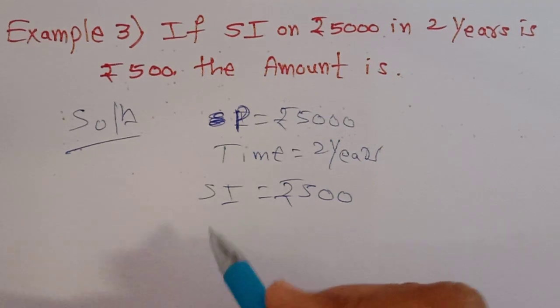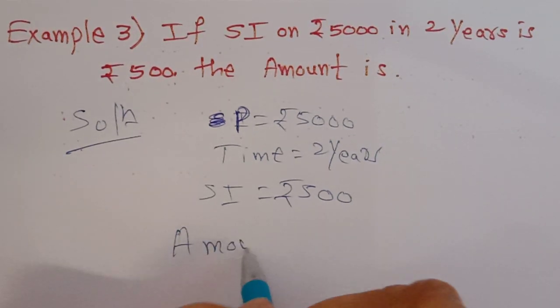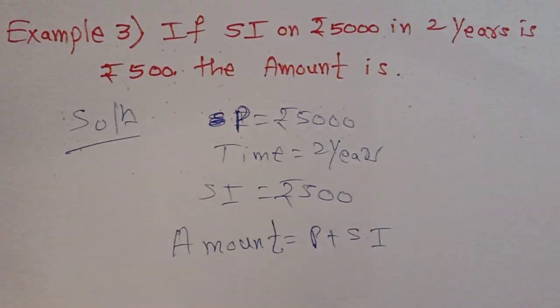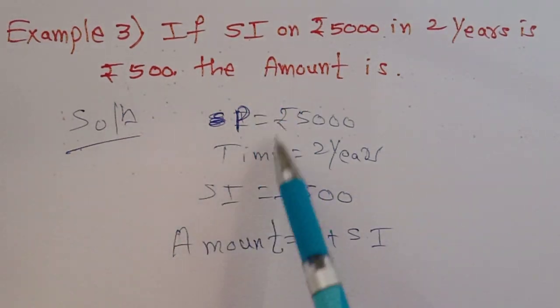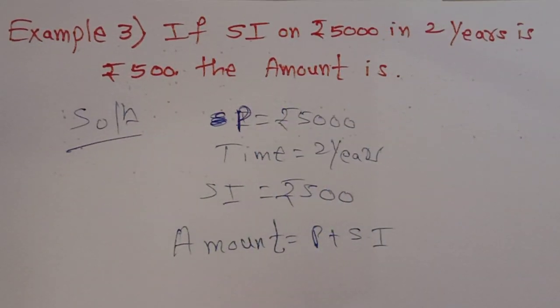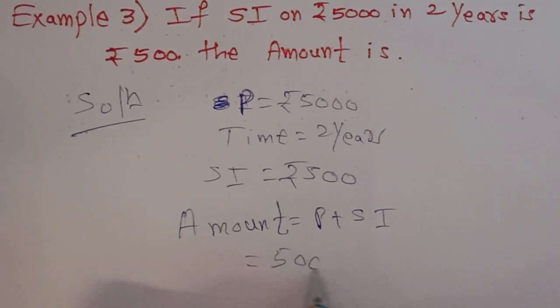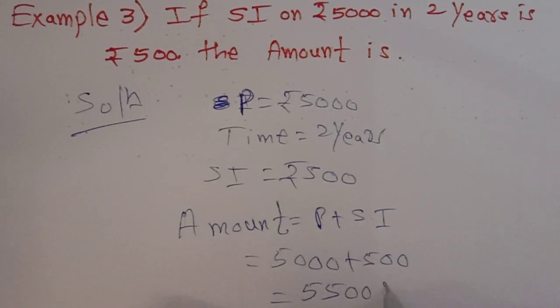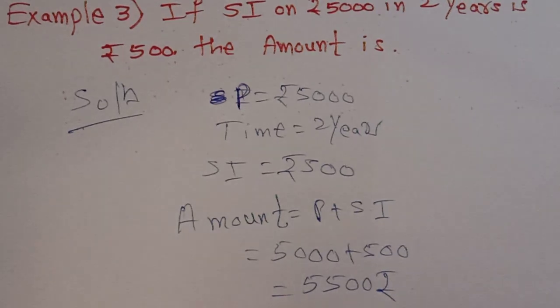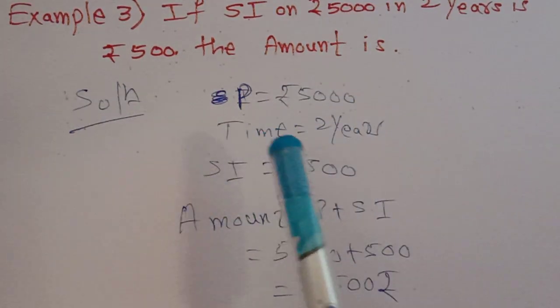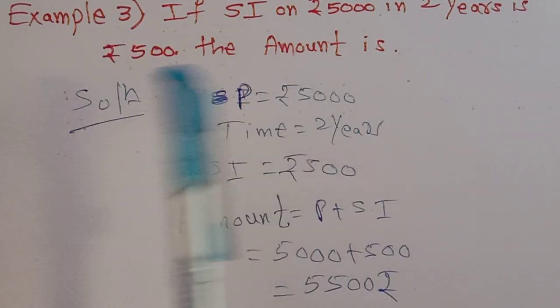To find out the amount, we already know that it is P plus SI. They have given SI is 500 and P is 5,000. So is there any doubt in this? No doubt. So you can write directly 5,000 plus simple interest, how much? 500. If you add both, you will get the answer. Students, actually 5000 plus 500 is equal to 5500. You can say it directly, by calculating in your mind also.